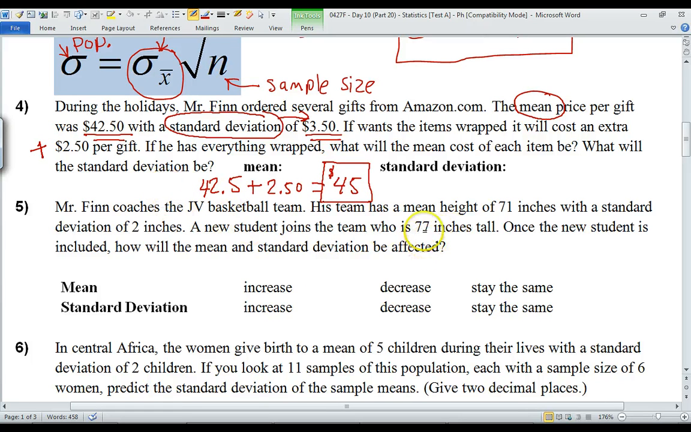Now, let's talk standard deviation. Show me on your thumbs real quick. He's paying an extra $2.50 for every gift. Give me a thumbs up if you think that will cause the standard deviation to increase. Give me a thumbs down if you think it'll decrease. And hold up a fist if you think the standard deviation will stay the same. Everybody show me your vote real quick. Standard deviation, increase, decrease, or stay the same?